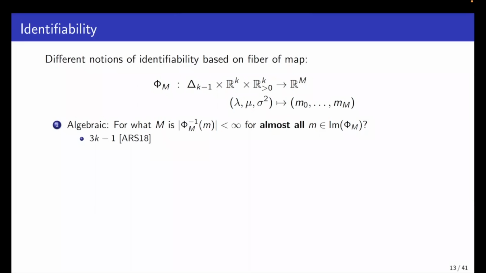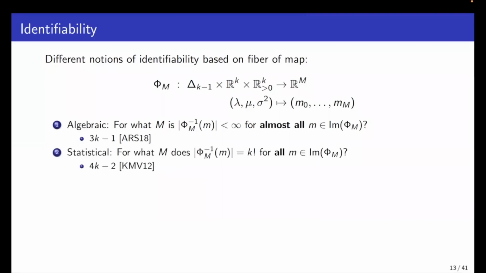Now, the next statement is a little bit trickier, and this is a question of strict identifiability, or what we call statistical identifiability. What this asks is, for what order moment will the fiber for every single point in the image of this map equal exactly k factorial? Now, this k factorial, remember, is that label swapping symmetry. So really, this is just a unique density up to that S_k action.